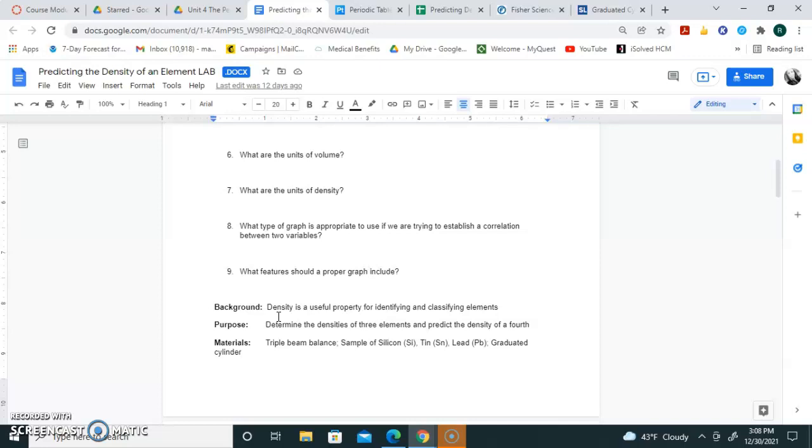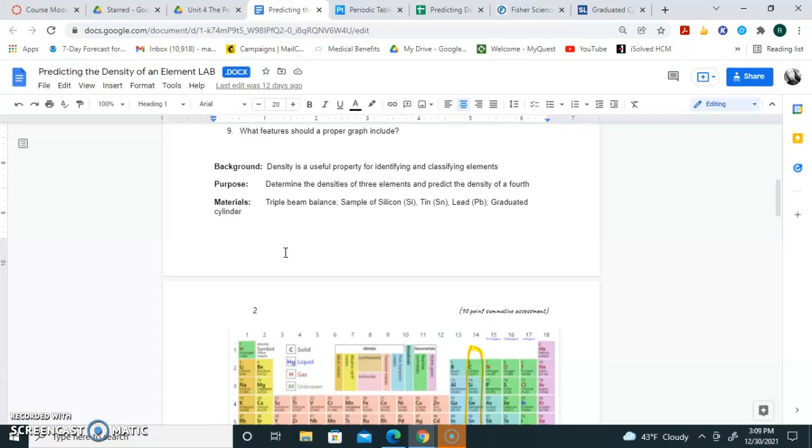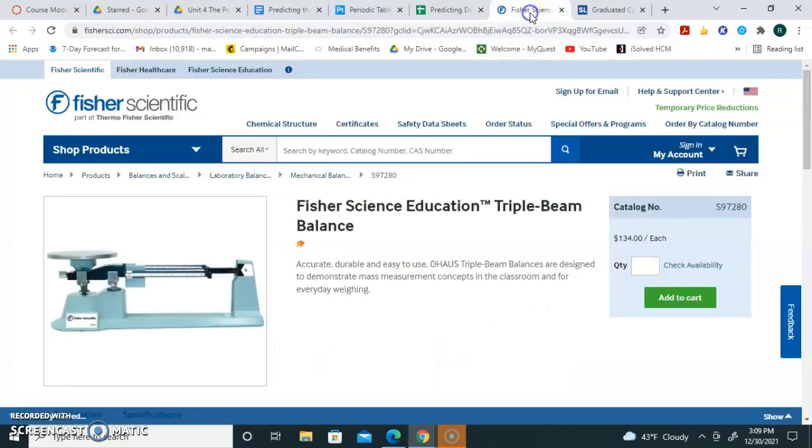Once you have answered those questions, go ahead and read the background, the purpose, and the materials of this lab. As we discussed, the purpose is to determine the density of 3 elements and predict the density of a 4th. And for materials in this lab, what we used in class and what you should know how to use by this time is a triple beam balance. So a quick visual of what that looks like is right here. We have these in our classroom and you guys have all used them before, triple beam balance.